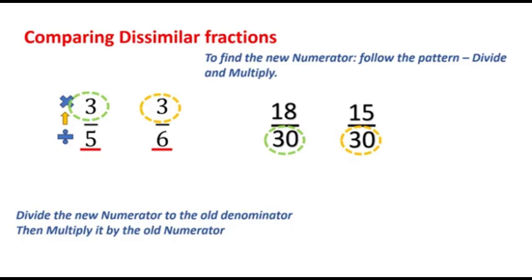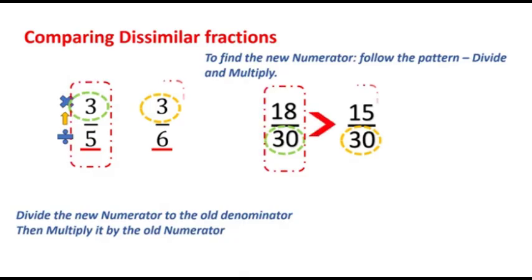And now we got the similar fractions. We can now start the comparison. So we can conclude that 18 over 30 is greater than 15 over 30. Or we can just say that 3/5 is greater than 3/6.